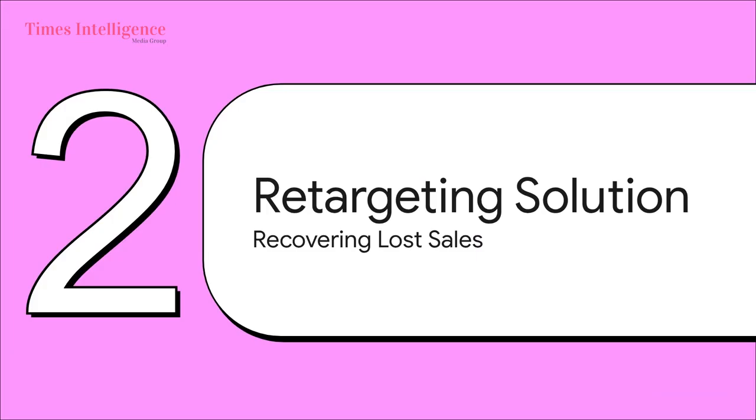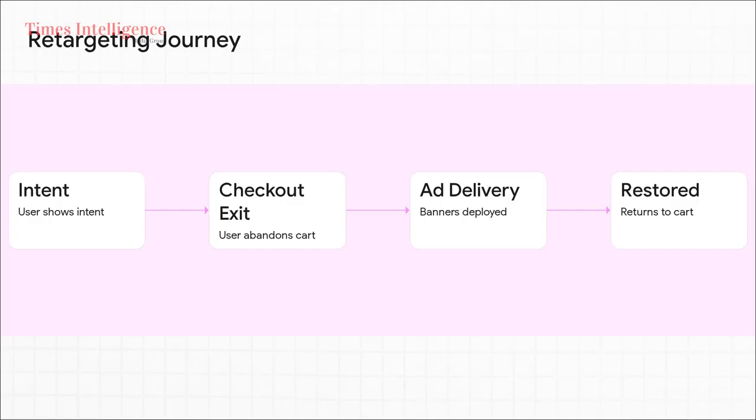Moving right along to Section 2, the banner retargeting solution. So if decision decay is the villain, banner retargeting steps in as the hero. It essentially builds a completely new customer journey. It starts with step 1, purchase intent, where the user clearly shows they want to buy. Then, unfortunately, comes step 2, the dreaded checkout exit. But this is exactly where the system springs into action.